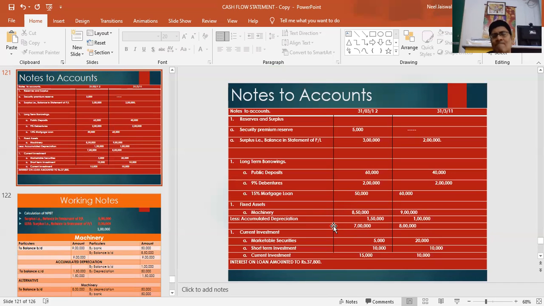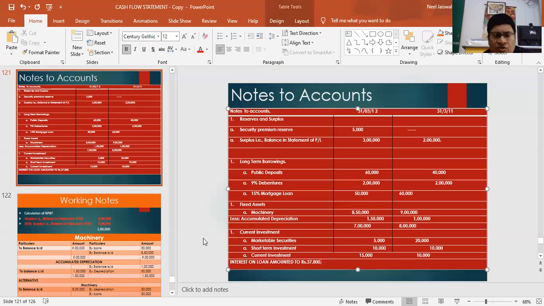Remember, opening this account is quite important. Why? Whenever in this item there are generally adjustments given, it is better to open the account and find out the missing figures. Similarly, current investments like marketable securities, short-term investment, and current investment. All these three items are given. This is a little confusing item, that's why we have taken all the items. And one more adjustment is given: interest on loan amounted to 37,800.